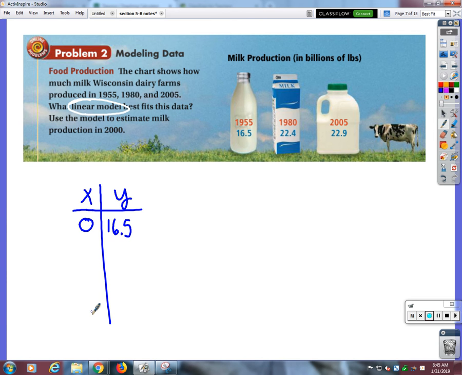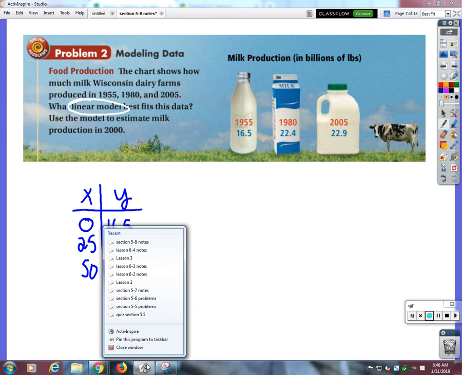So we have to think a little bit. If 1955 is 0, what's 1980? Right, so that would be 25 because it's 25 years later, and that y value is 22.4. And then 2005 is 50 years later, and that is 22.9, okay? So will you take those three numbers?